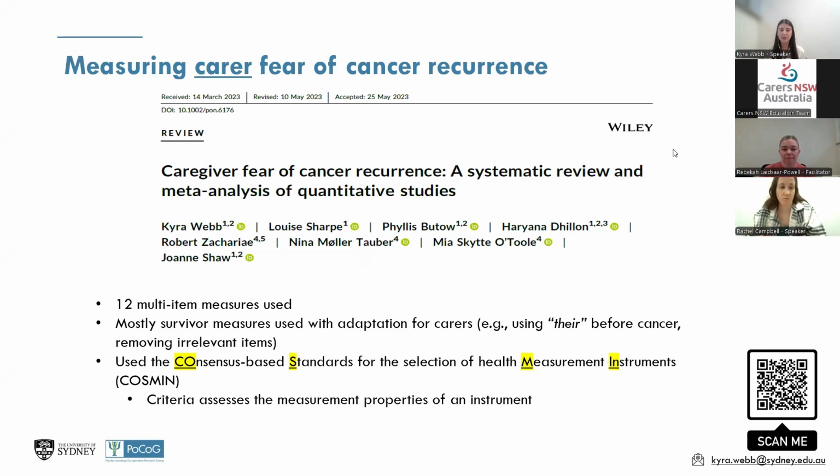And what we did was we wanted to look at how well developed and validated these measures were. We used a criteria called the Consensus-Based Standards for the Selection of Health Measurement Instruments, or the COSMIN. This essentially looks across a number of domains with reliability and validity, and checks whether those tests have been done in developing the measure.